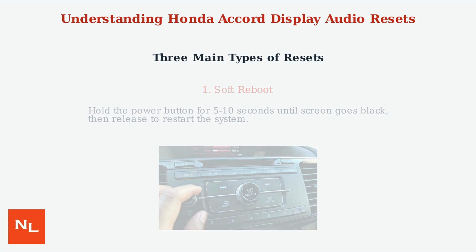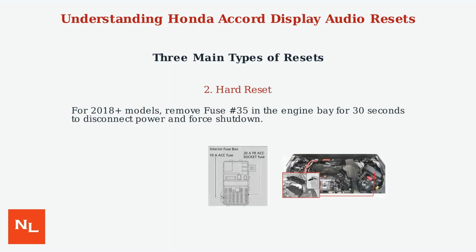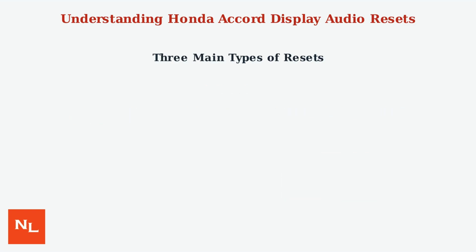First, a soft reboot simply restarts the system without losing data. Hold the power button for 5 to 10 seconds until the screen goes black, then release. Second, a hard reset disconnects power. For 2018 and newer models, locate and remove fuse number 35 in the engine bay for about 30 seconds.